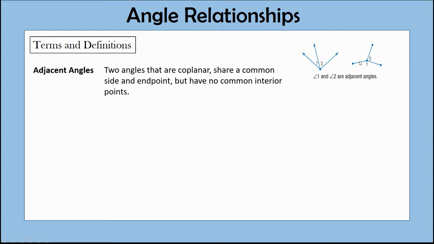Same thing happens here. Here's angle 1, here's angle 2. They share this common side. All the points on the interior of 2 are not any of the points that are interior of 1.